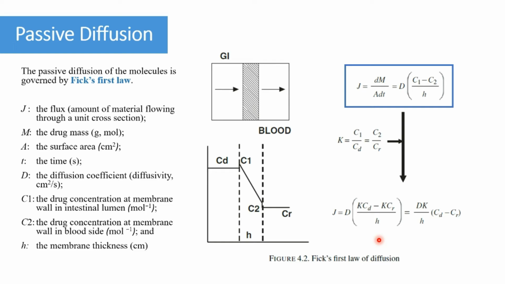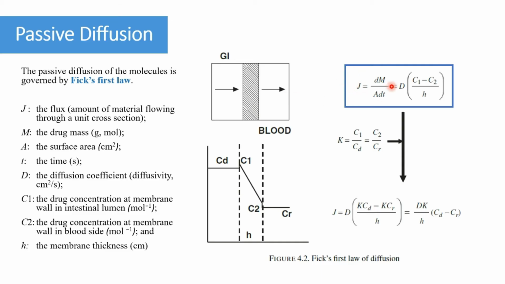Here, for passive diffusion, the molecules are governed by Fick's first law. What is Fick's first law? Here is the representation or description for the transport of the drug from the GI, gastrointestinal tract. This is the membrane and this is the blood. So here is J. J is the flux, or the amount of material or drug flowing through a unit cross section.